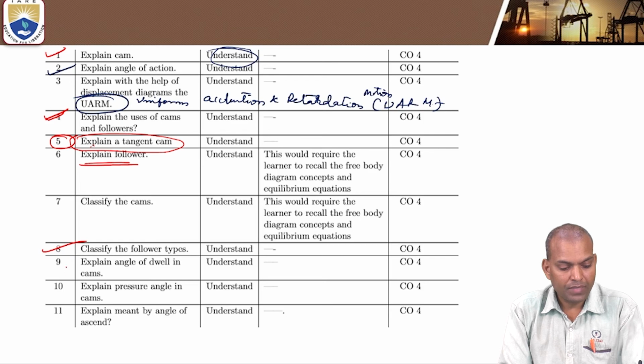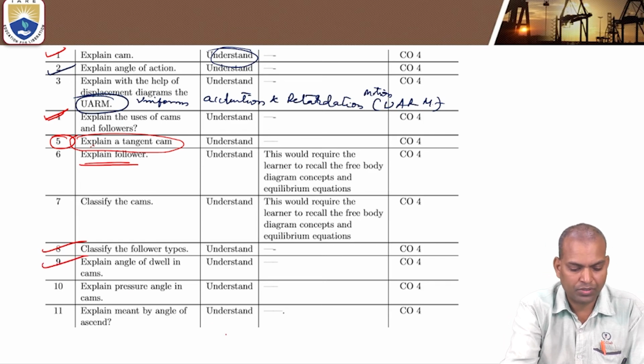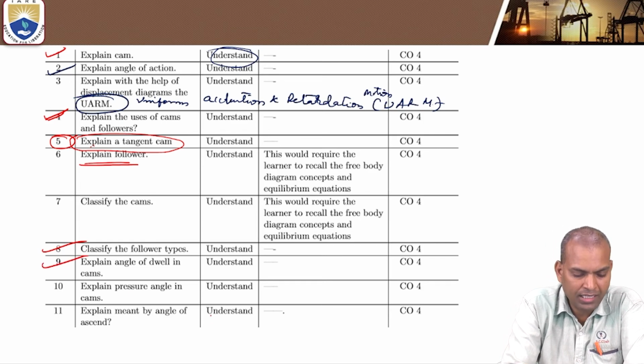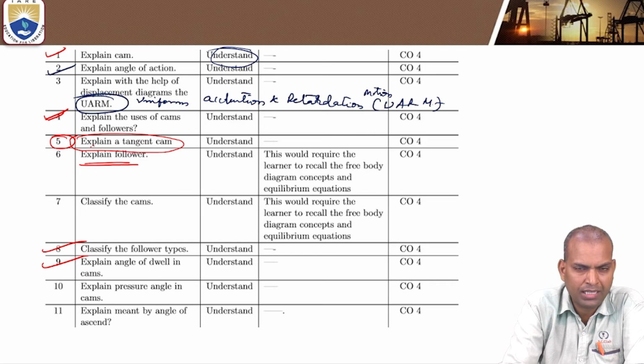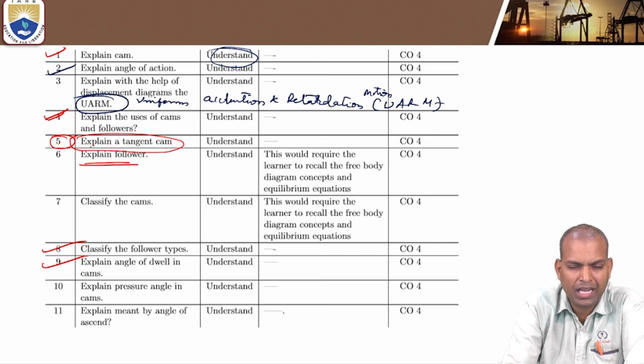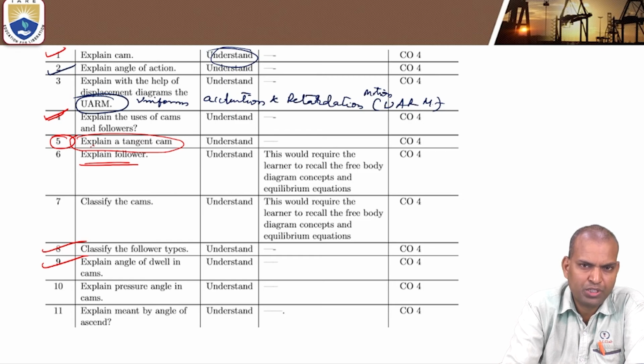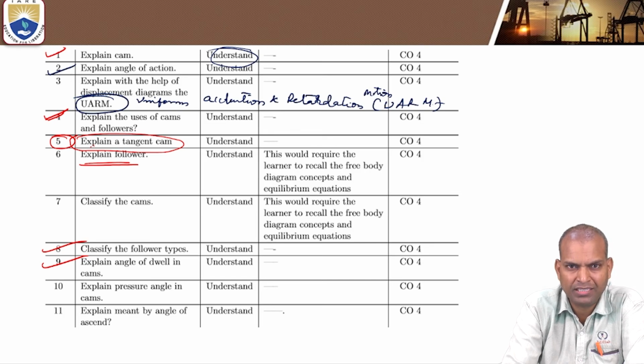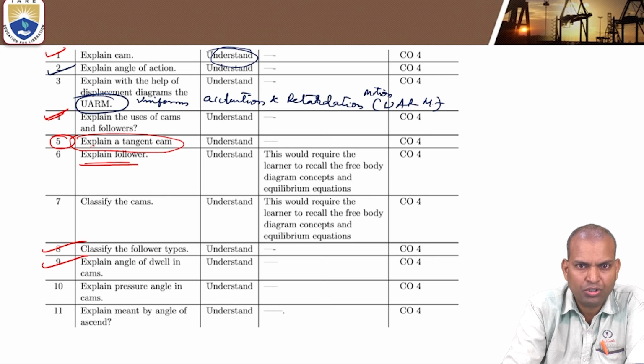Now, explain the angle of dwell in cams. It is the particular angle of displacement in the cam where, when the follower is in contact with that portion, the follower has neither ascent nor descent, neither rising nor falling down. That angle of displacement on the cam is known as the dwell. Dwelling means staying there only. That is the dictionary meaning. So dwelling means no motion.